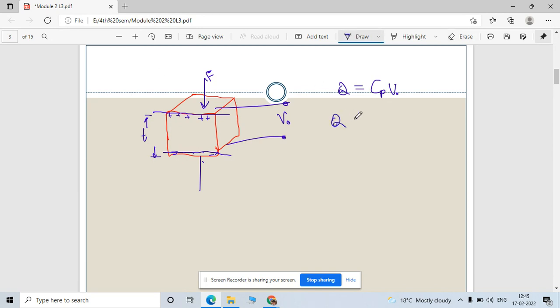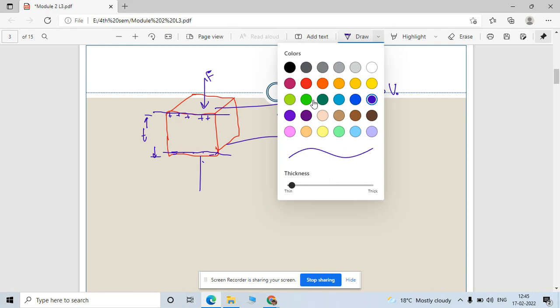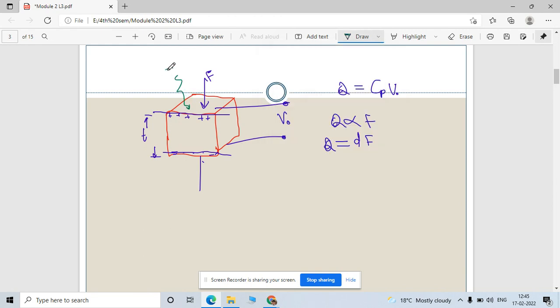Charge is directly proportional to force. If I remove this proportionality, I need to add some constant here, which I consider d. Now this d is nothing but the charge density. Whenever you apply a force, for each force you get some charge density. For example, for force F11 you get the charge density D11.